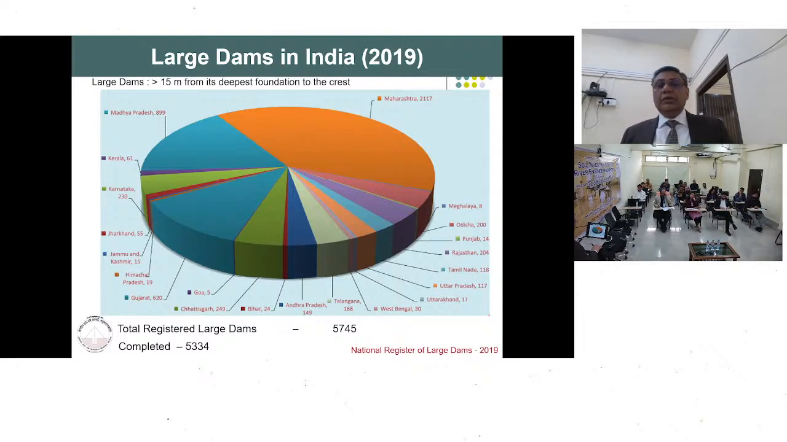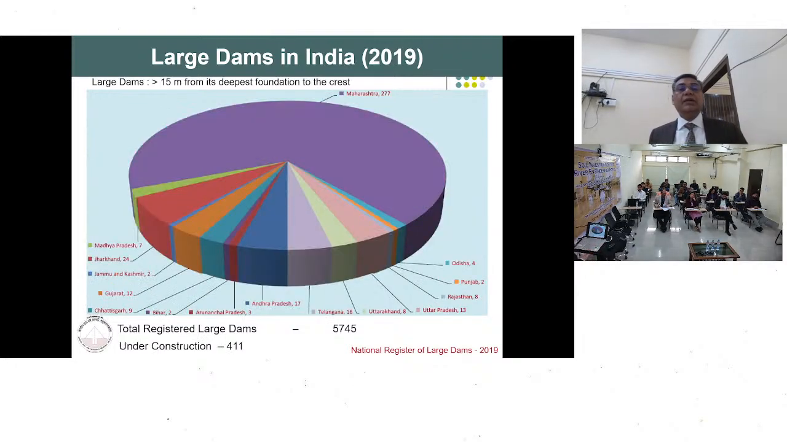So this is the number of large dams from the National Register of Large Dams. And again, under construction, if we see also, then also it is Maharashtra which is topping the list of the dams which are being constructed in our country.